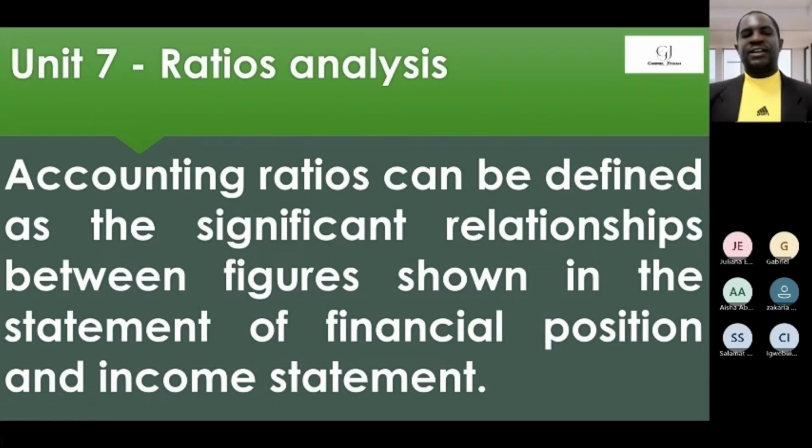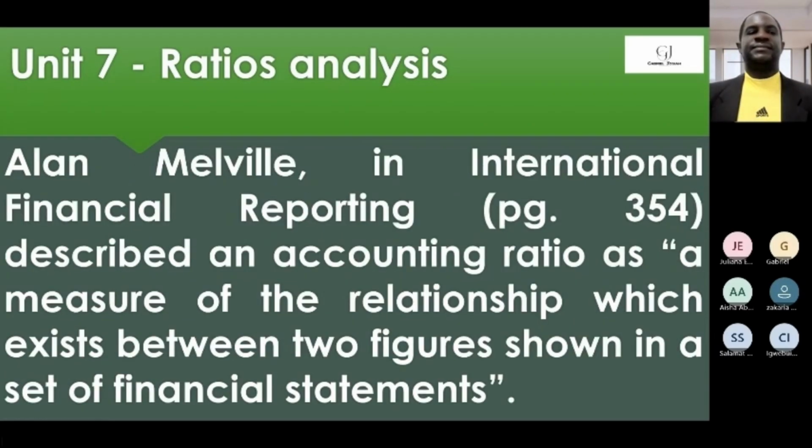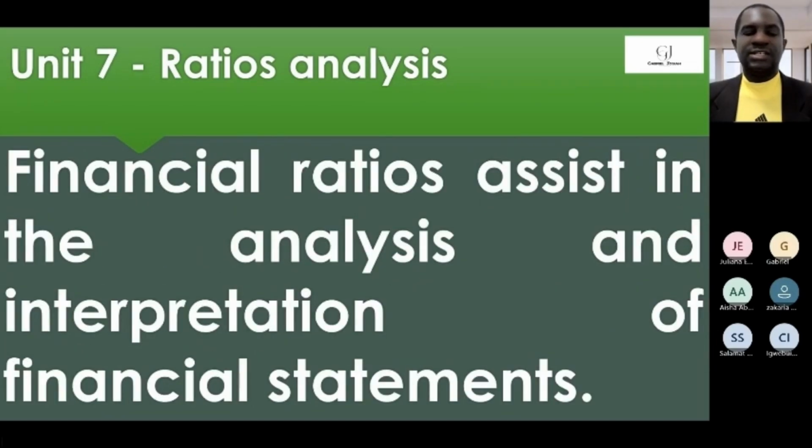Figures shown in the statement of financial position and income statement. Alan Mulvey, in his book, International Financial Reporting, page 3554, described accounting ratio as a measure of the relationship that exists between two figures shown in a set of financial statements. Exactly. Financial ratios assist us in the interpretation of financial statements.